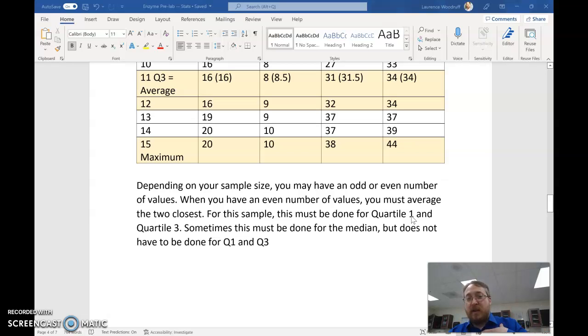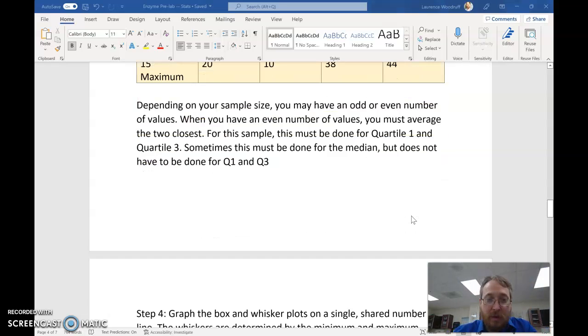That writing is just what I said. Depending on your sample size, you may have an odd or even number of values. When you have an even number of values, you must average the two closest. And that is what we had to do for quartile 1 and quartile 3.